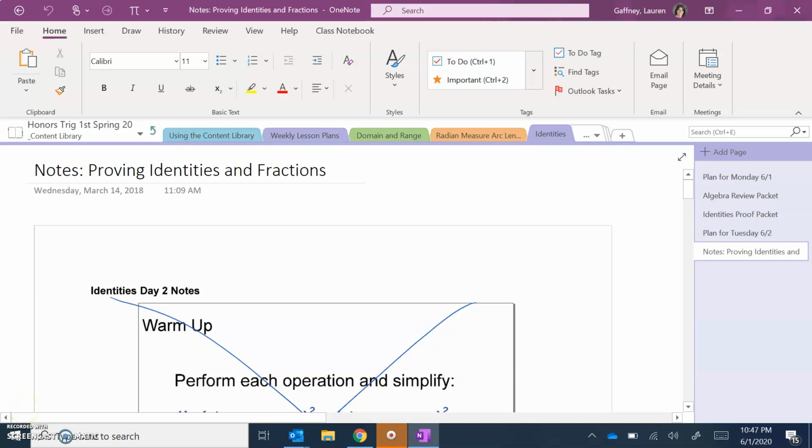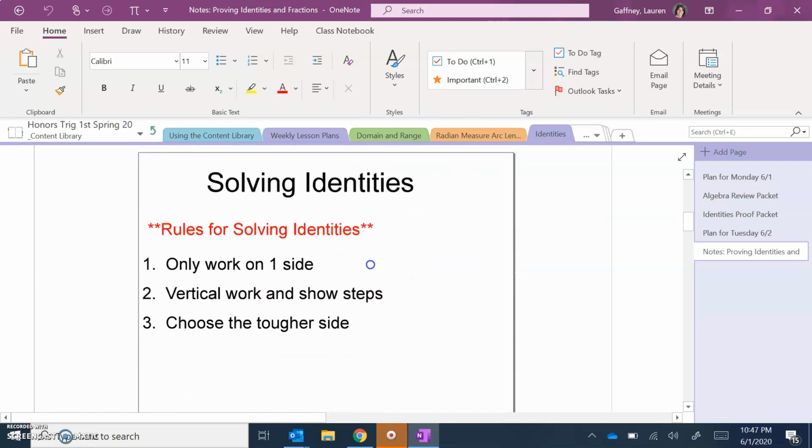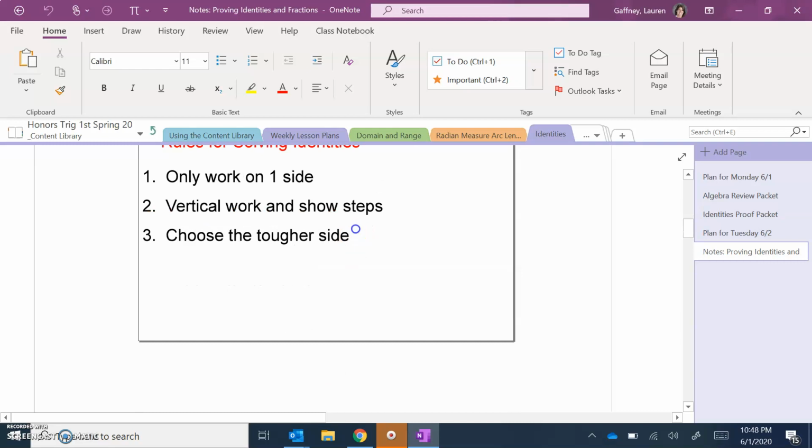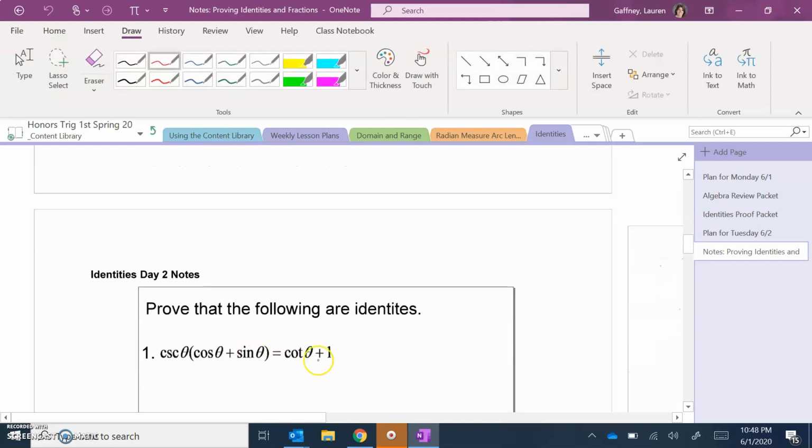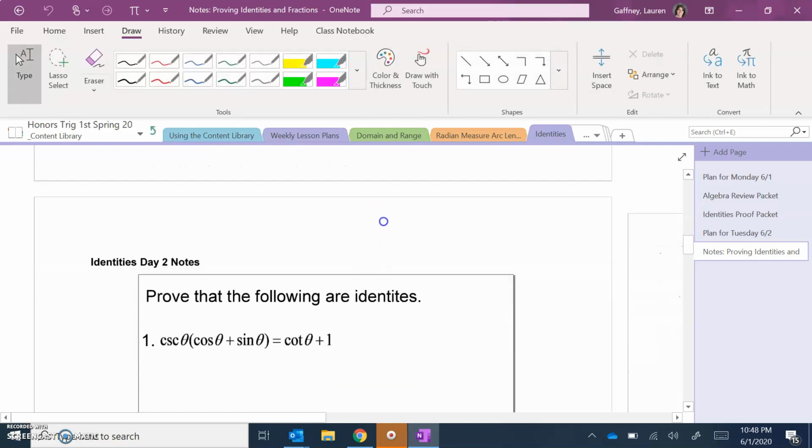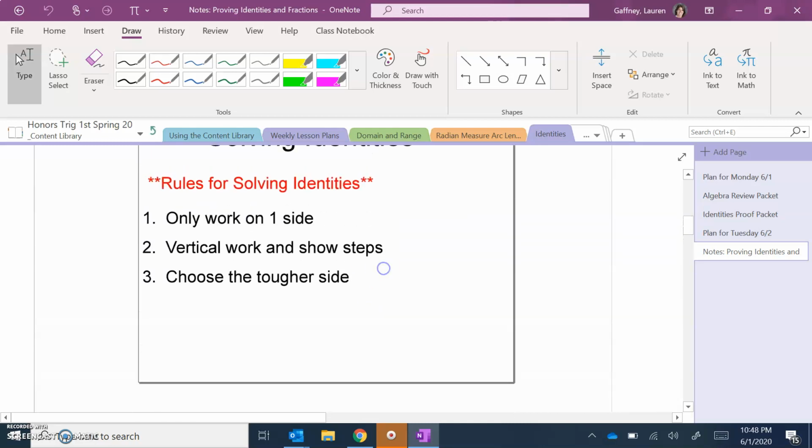All right, guys. So now we are going to actually get into proving identities and using some of that stuff in the video yesterday. So in terms of identities, here's a couple rules. You're going to have basically equations like this, and we need to prove them. So we want to get the one side to be identical to the other side. Okay, so you're only going to work on one side. You're going to leave one side completely alone.